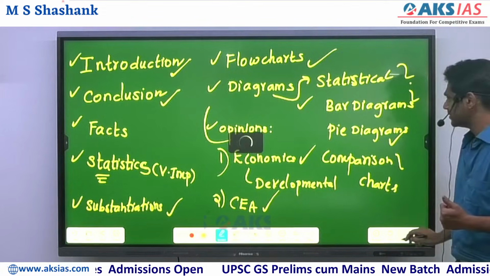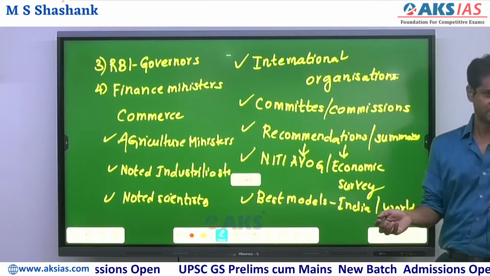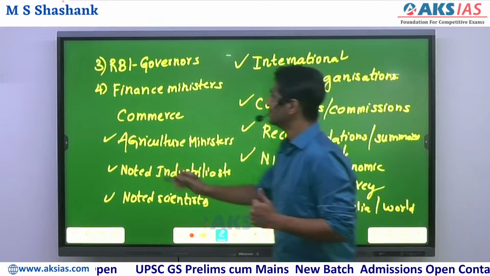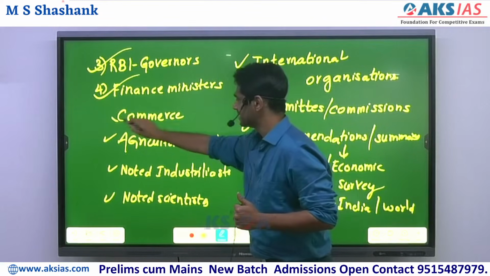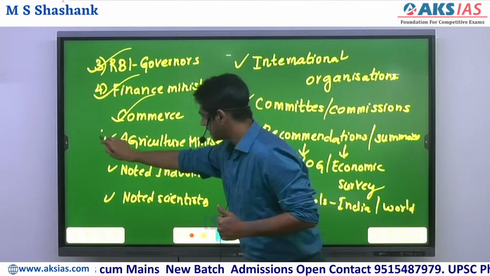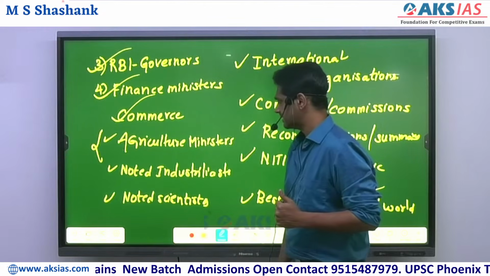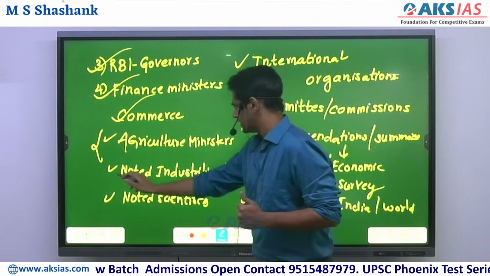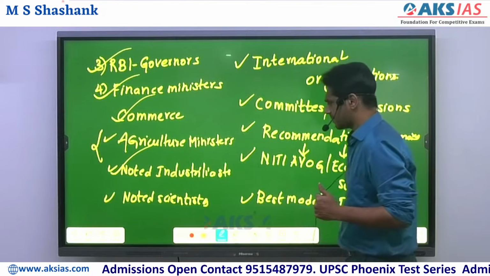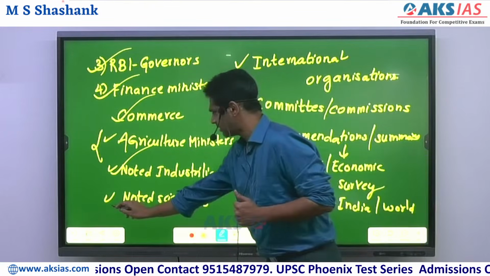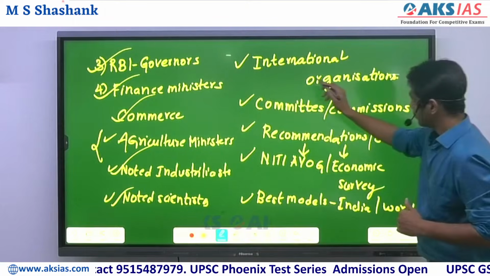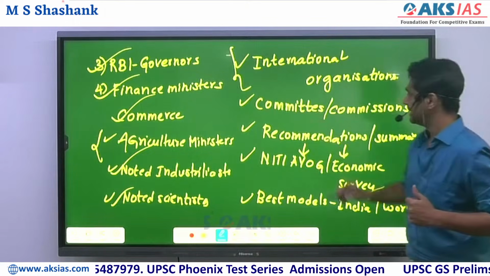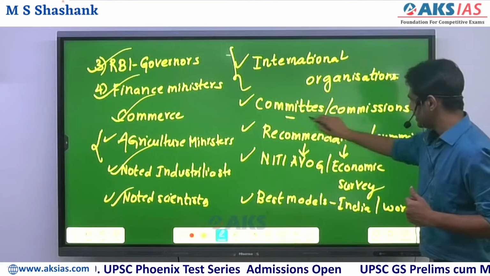This is what you read from the newspapers. Ideally, this is what you should read from the newspapers, but students are not doing this work. Then what the RBI governor has to say, what the finance minister has to say, what the commerce minister has to comment on something, what the agriculture minister is saying on this agri policy, MSP policy, what certain noted industrialists are commenting on this, what noted scientists or noted environmentalists also are commenting on this economic policy, and what some international organizations are saying about it. And are there any committees or commissions?